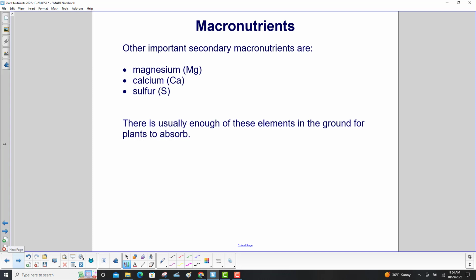Other important secondary macronutrients are magnesium, calcium, and sulfur. There's usually enough of these elements in the ground for plants to absorb.